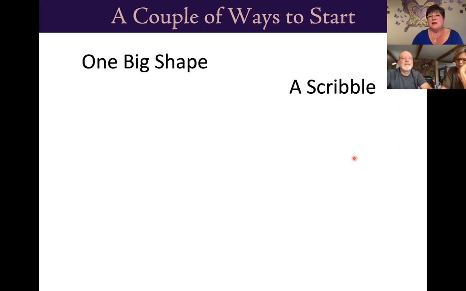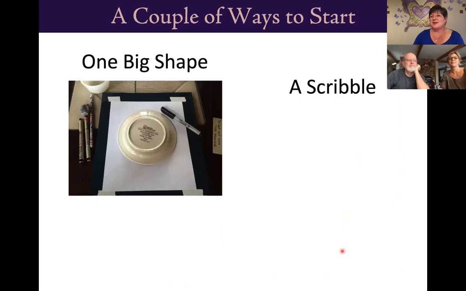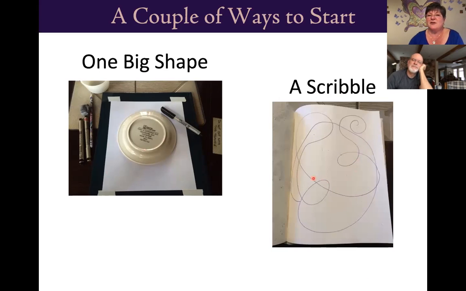That's all the shapes. Now we're going to talk about a couple of ways that you can start. There are lots of different ways to start, but one way is with one big shape. Another way is with a scribble. So I'm going to get a bowl or a plate or something. This is an example of using a plate to make the base circle, and then I did some other plates or bowls on top of it. And then a scribble can just be, you put your line down on the page and scribble around.